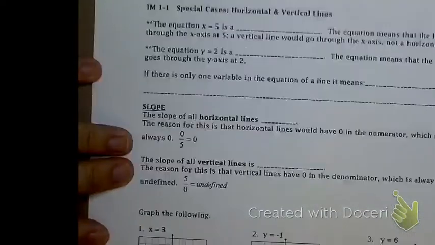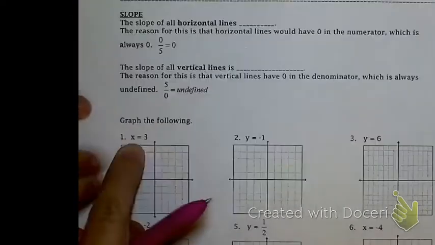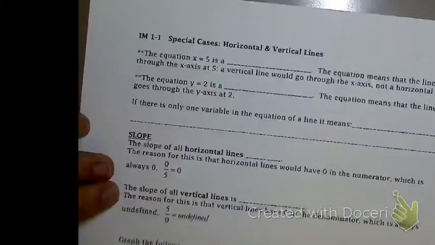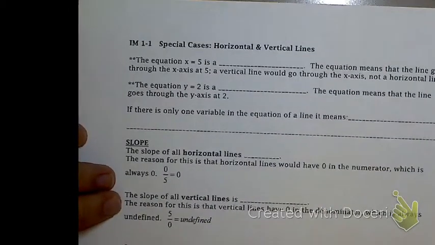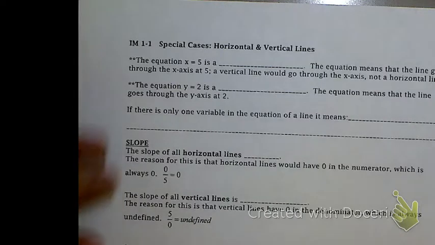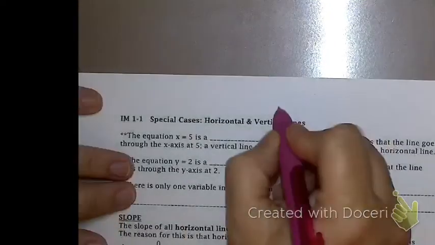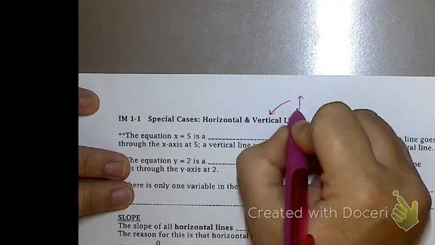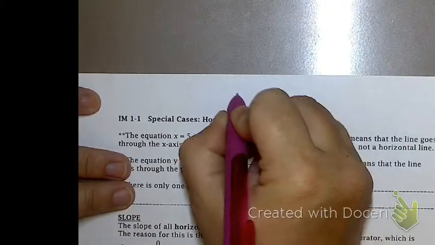The next page is special cases of lines. There are some times, if you look at these graphs down here, where you only have one letter. It's missing an X or it's missing a Y. Those lines are either vertical or horizontal. What direction does vertical go? Up and down. What direction does horizontal go?